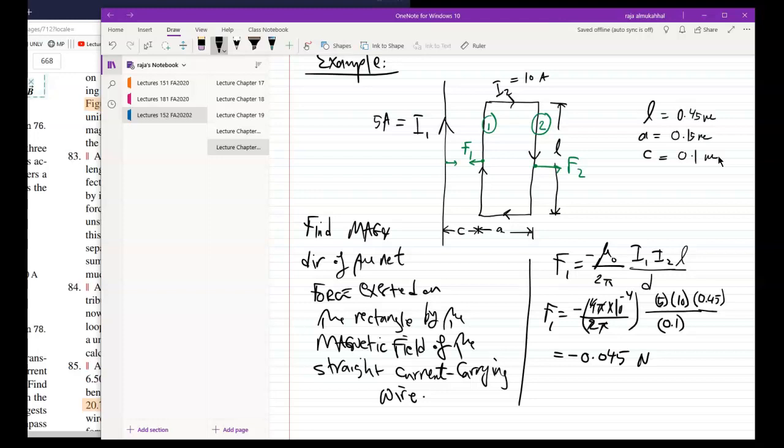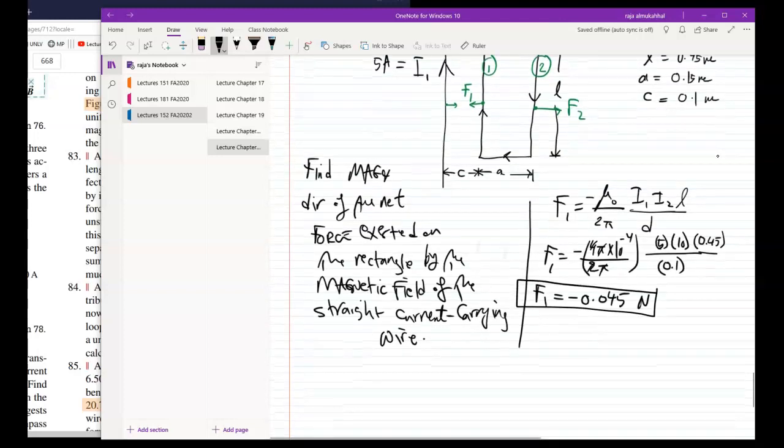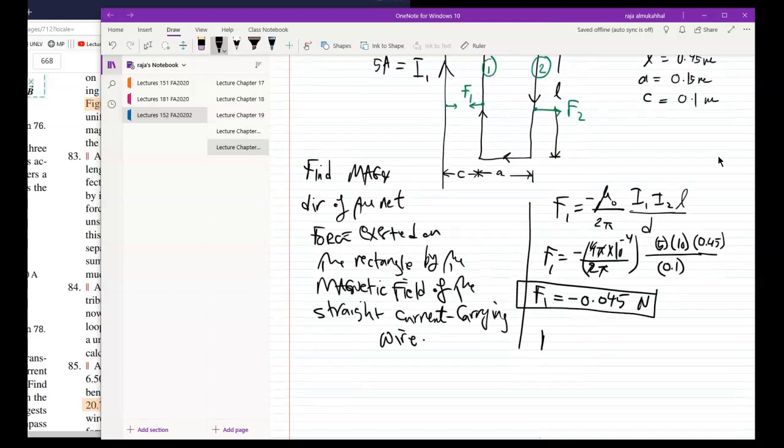Okay, now let's find F2. So this is F1. Let's find F2. So F2, basically the same formula, except now it's positive, correct? So that's going to be mu naught over 2 pi, I1, I2, which is, can I just go directly? 5 times 10 times the length of the line segment, same number, 0.45, divided by how far are they from each other?